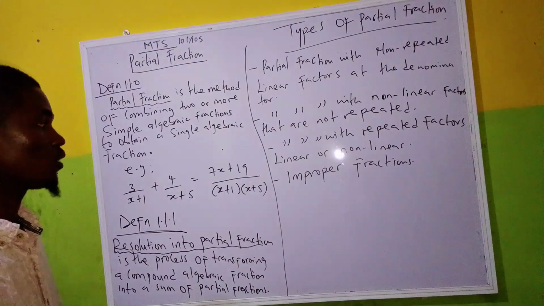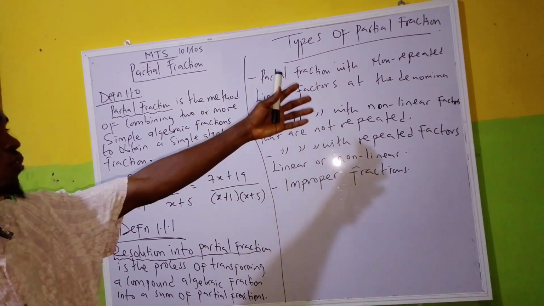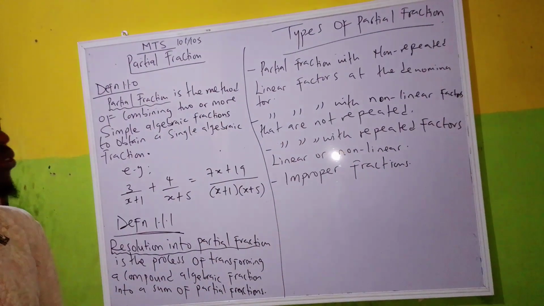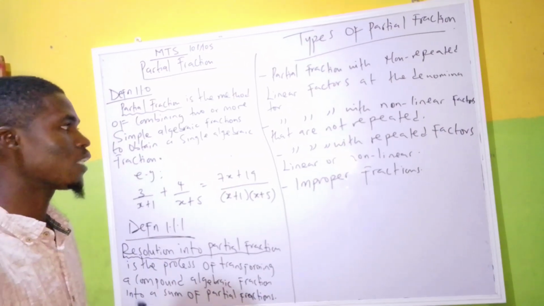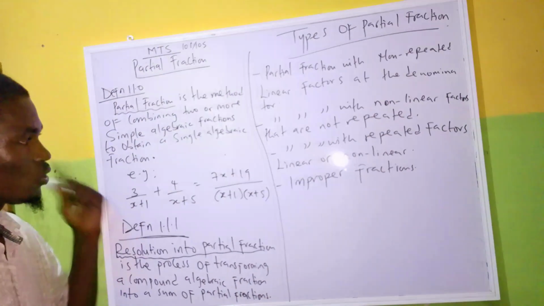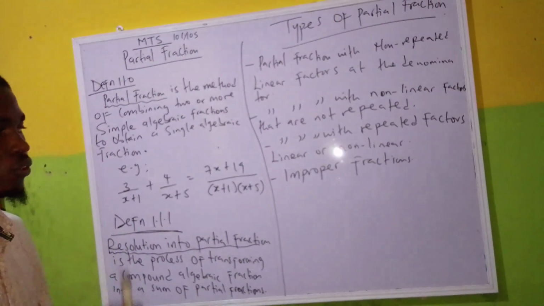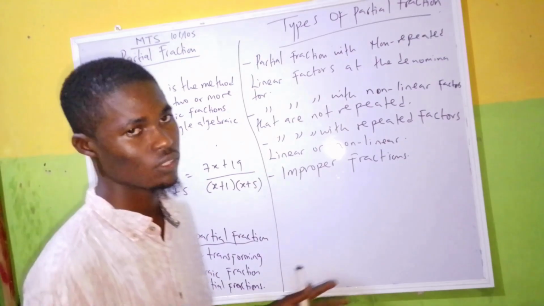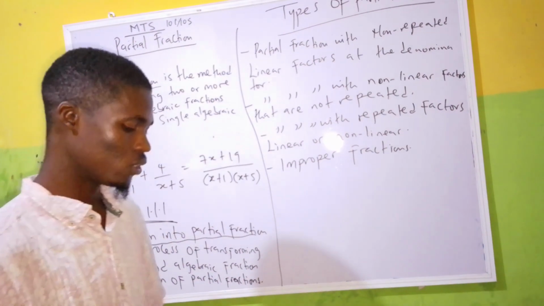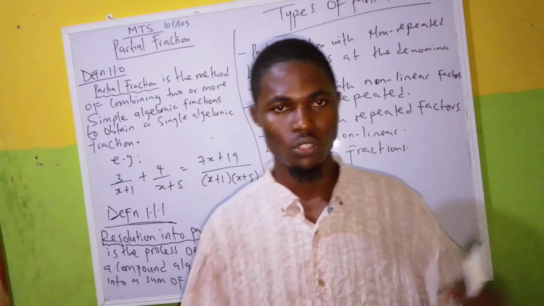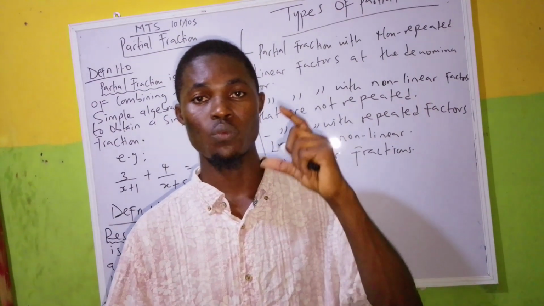Types of partial fractions: we just have 4 types. First, partial fractions with non-repeated linear factors at the denominator. Secondly, partial fractions with non-linear factors that are not repeated. Thirdly, partial fractions with repeated factors, linear or non-linear. And lastly, the improper fractions. We are going to be touching all these 4, and I'll be teaching you a shortcut to solving partial fraction questions, which is what we call the cover-up method.